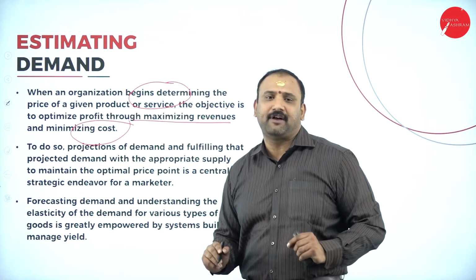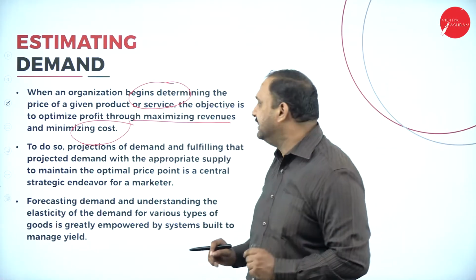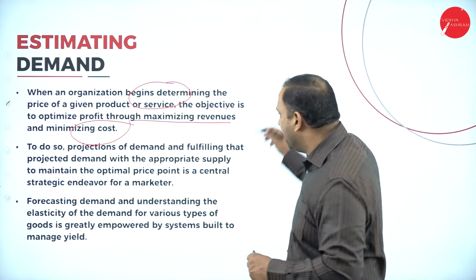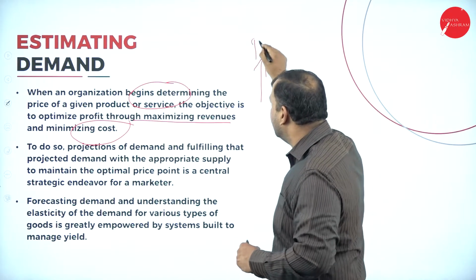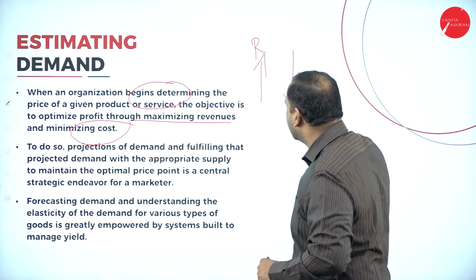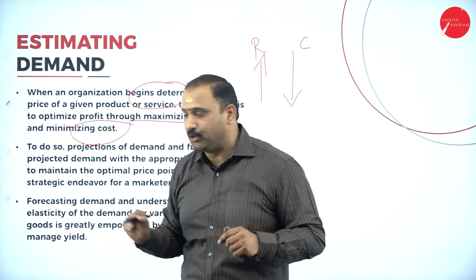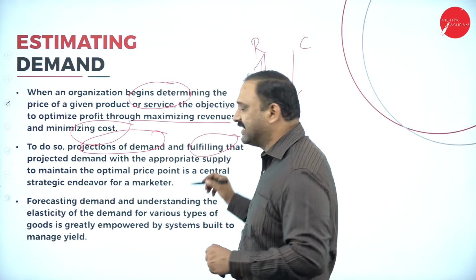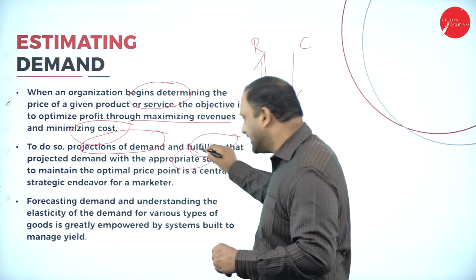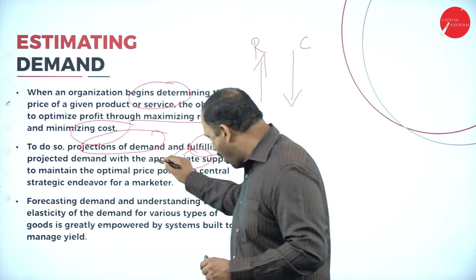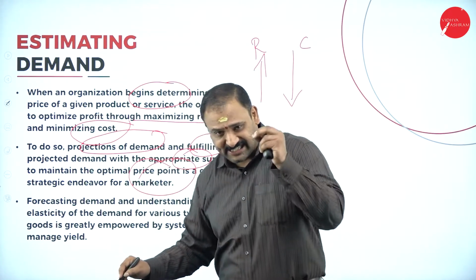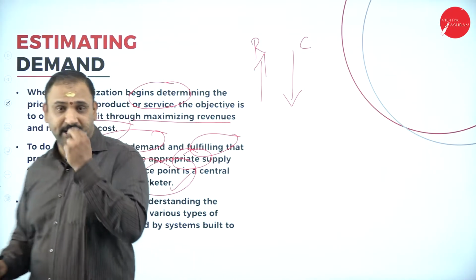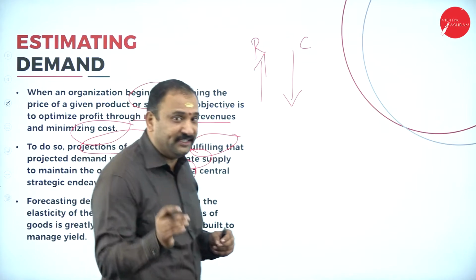A very important factor that we have to understand in demand is that we want to optimize the profit. How? By maximizing the revenue. Revenue should increase, cost should come down. So that is what we are looking into. To do so, projections of demand and fulfilling that projected demand with appropriate supply to maintain optimal price point is the central strategic endeavor of the market. And that is very, very important for all of us to understand.